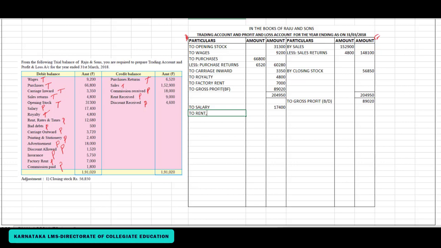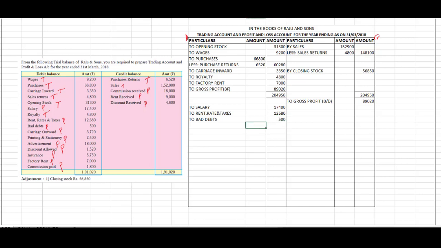rent, rates and taxes, that amounted to rupees 12,680. And next we have bad debts, that amounted to rupees 500. And the next thing in the profit and loss account is carriage outward, that is amounted to rupees 3,720.